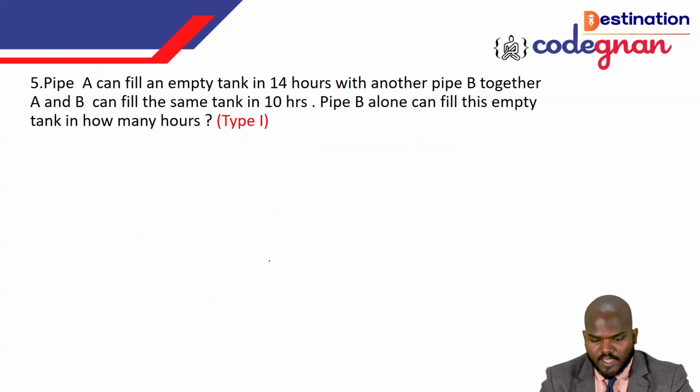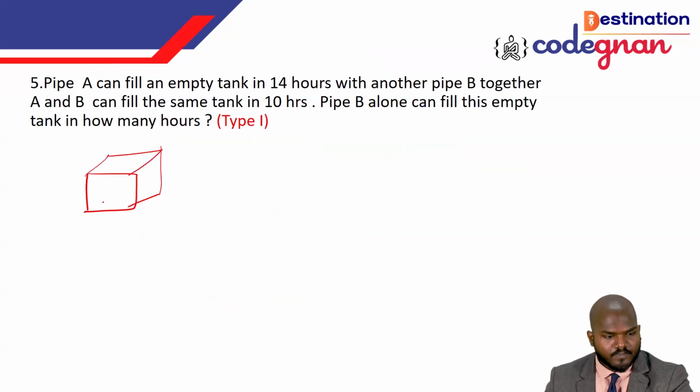Now the question: pipe A can fill an empty tank in 14 hours, and together with another pipe... Pipe A is filling a tank. You see this one, there is a tank, and this is pipe A. Pipe A fills the tank in 14 hours, and another pipe is connected here. There is pipe A and pipe B.